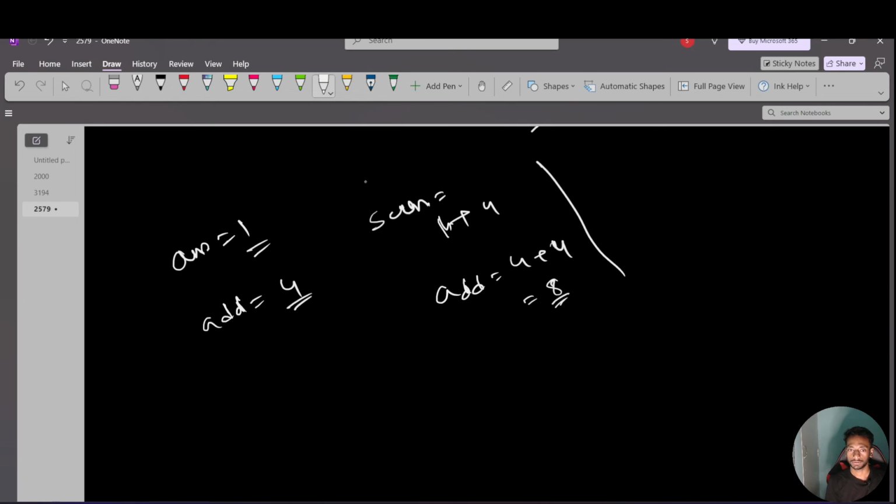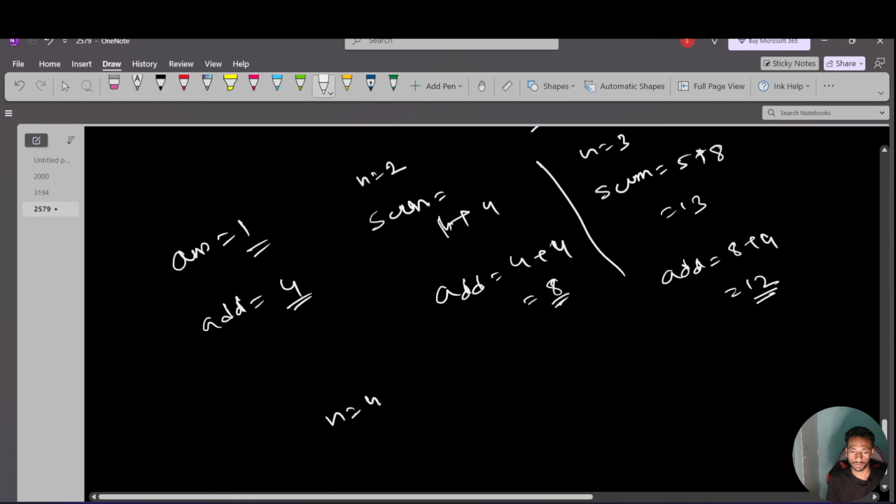So this is for n is equal to 2, and for n is equal to 3, what will happen? Sum is previously 5 plus our addition is currently 8, now it is 13. And for the next, n is equal to 4, what will be the addition value? How many new cells will be added? 8 plus 4, that is 12 new cells will be added. So for the next minute, our sum will be 13 plus 12, 25, and for n is equal to 5, our addition value will be 12 plus 4, this is 16.